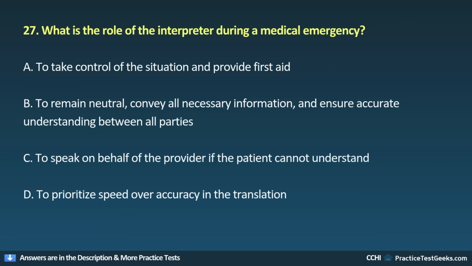27. What is the role of the interpreter during a medical emergency? A. To take control of the situation and provide first aid. B. To remain neutral, convey all necessary information, and ensure accurate understanding between all parties. C. To speak on behalf of the provider if the patient cannot understand. D. To prioritize speed over accuracy in the translation.